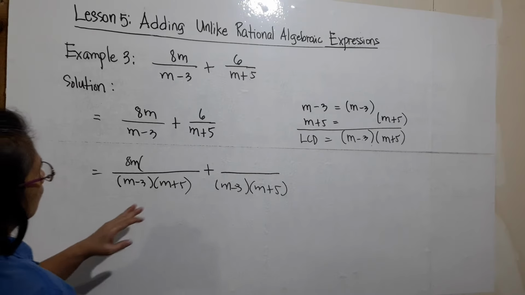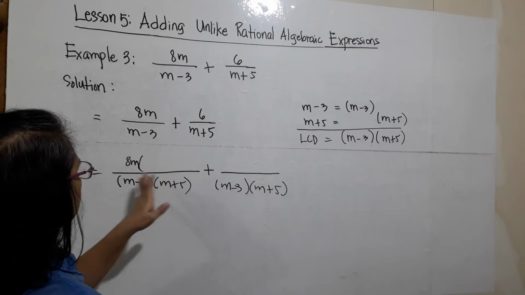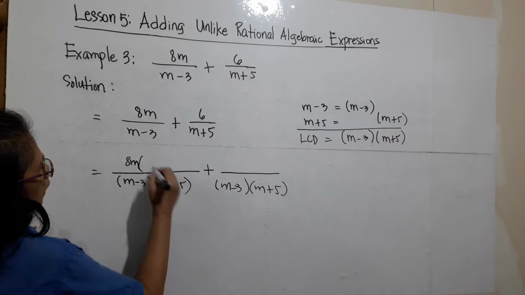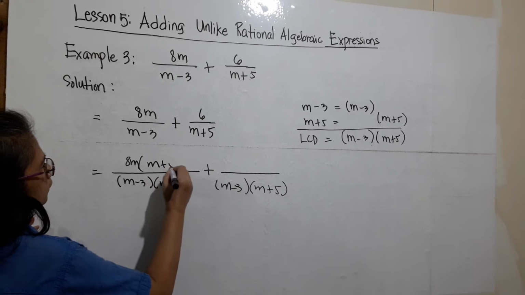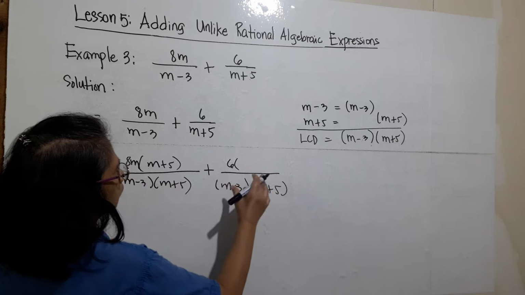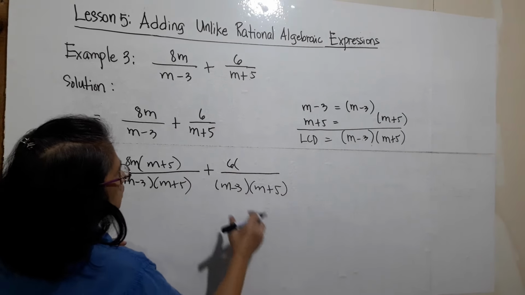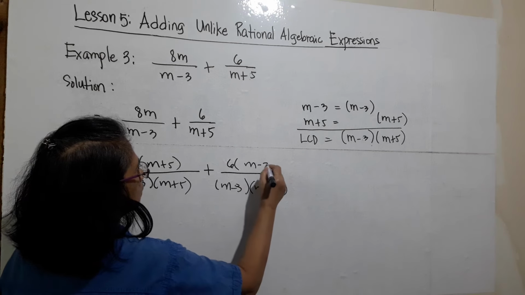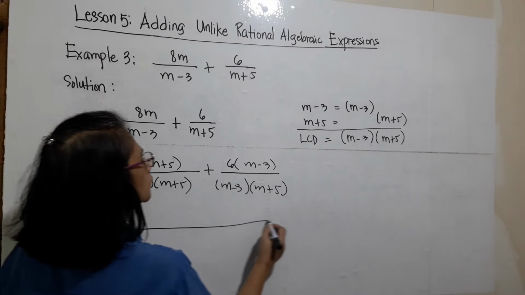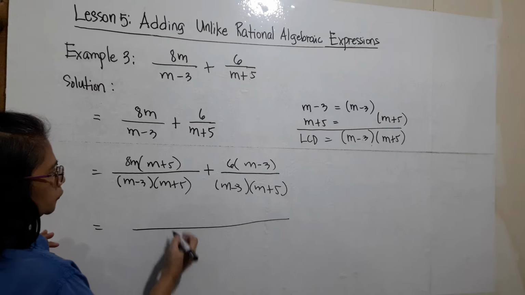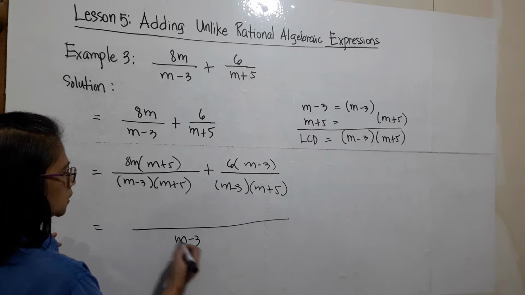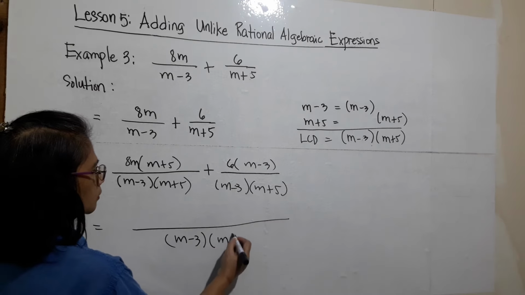Okay? What should be multiplied here so that the whole expression is the same as this? So we have m plus 5. What should be multiplied to 6 so that the whole expression will be equal to this? So it is m minus 3. So we now write the LCD for both addends once: m minus 3 times m plus 5.